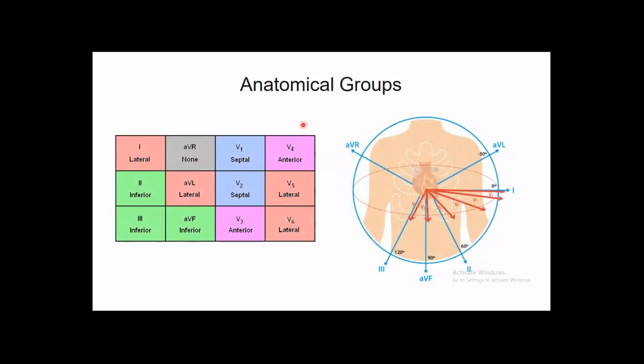To summarize the anatomical groups, we have V1 and V2 septal, V3 and V4 anterior, V5, V6 and, of the limb leads, lead 1 and AVL looking at the lateral surface of the heart. Lead 2, 3 and AVF are looking at the inferior surface of the heart.